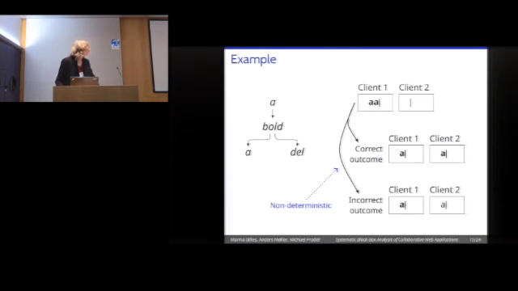One is the correct synchronization where both states show a bold character A, and the other possible outcome is the incorrect outcome where one of the A's is not bold anymore. And this is selected non-deterministically.